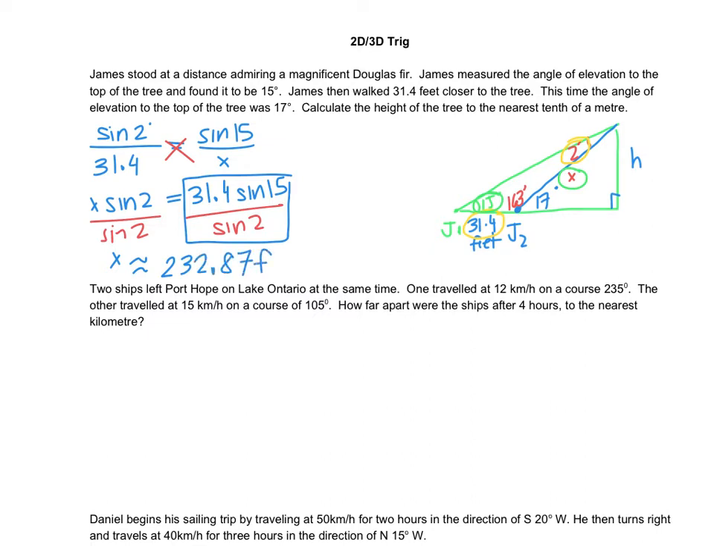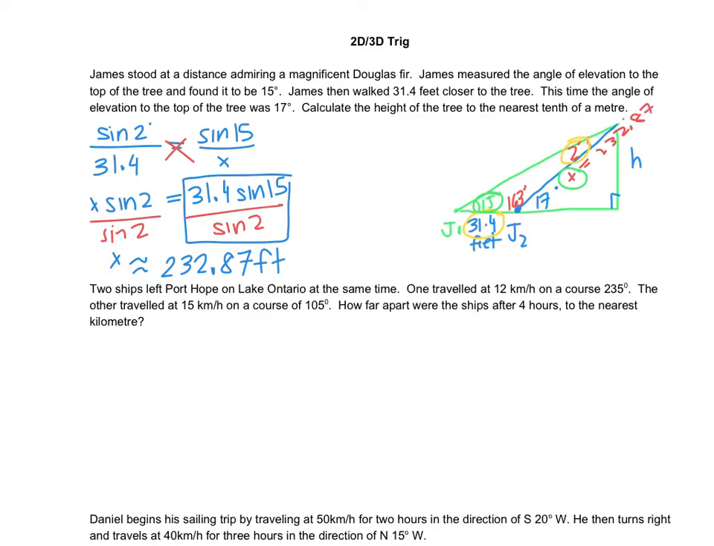232.87 feet. Now, I know that the question said round to the nearest tenth, but that is my end goal. So any calculation I do beforehand, I will round to 2 decimals or more, just to maintain a little bit of accuracy. Okay, now that I know what x is, so I'll just go in and label that.